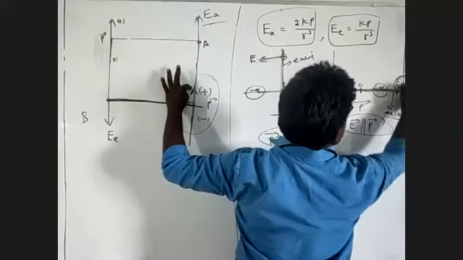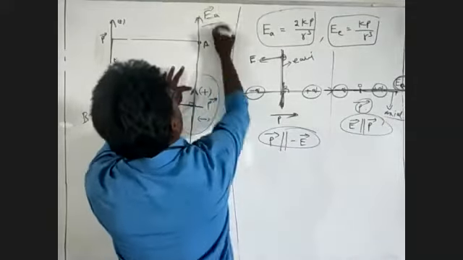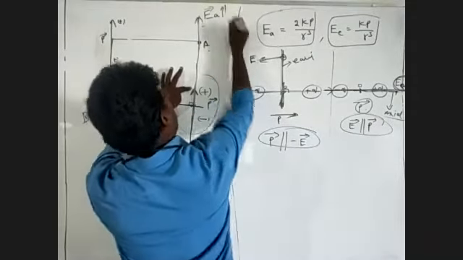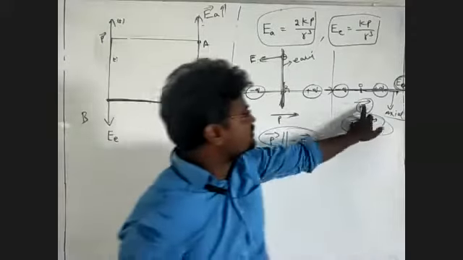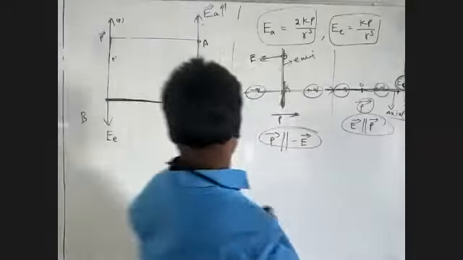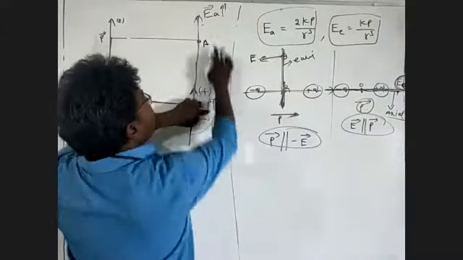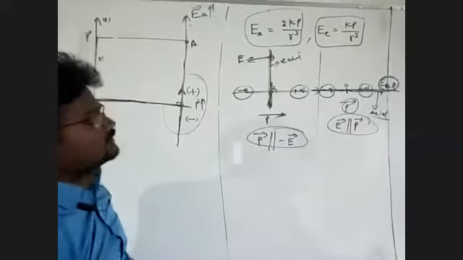E axial and P bar are both in the same direction. This is P bar, this is E bar. Both are in the upward direction, the same direction. On the equator, P bar and E bar are parallel to each other.